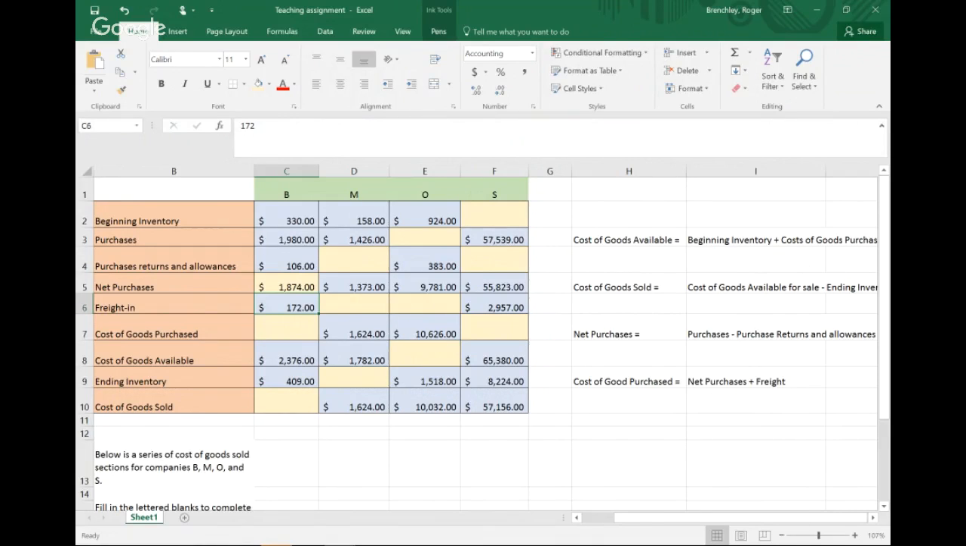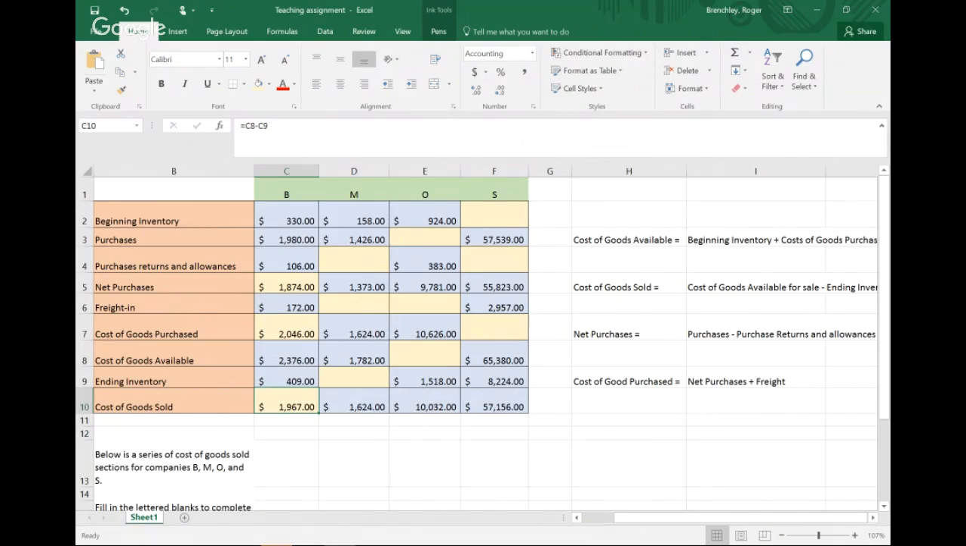1,874. Now, looking at cost of goods purchased, which is net purchases plus freight, we take our net purchases plus our freight. That gives us a number of 2,046. Then down here at cost of goods sold, we have cost of goods available for sale minus ending inventory. So we go cost of goods available minus ending inventory. That gives us the final answer of 1,967.